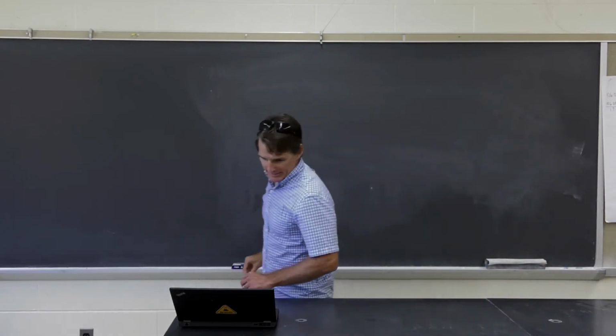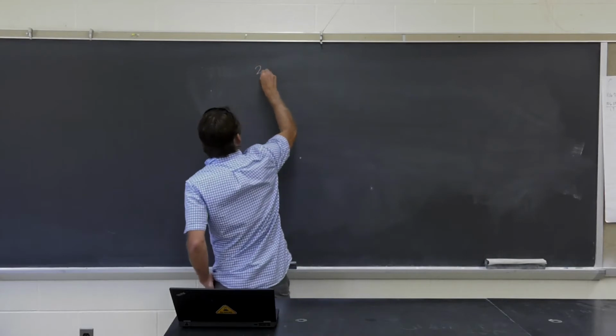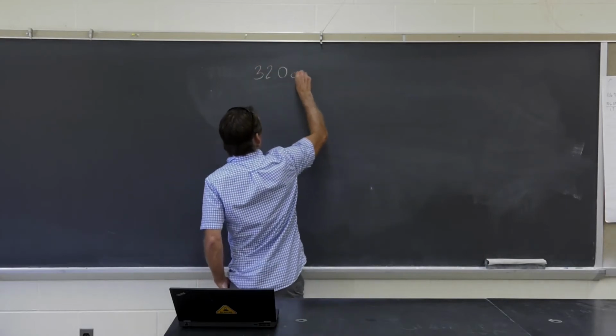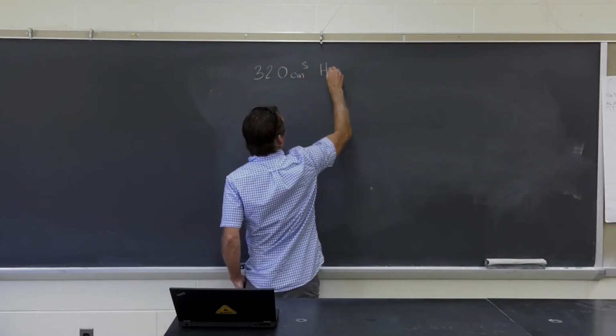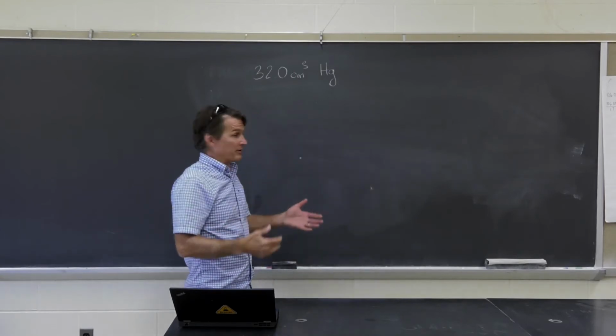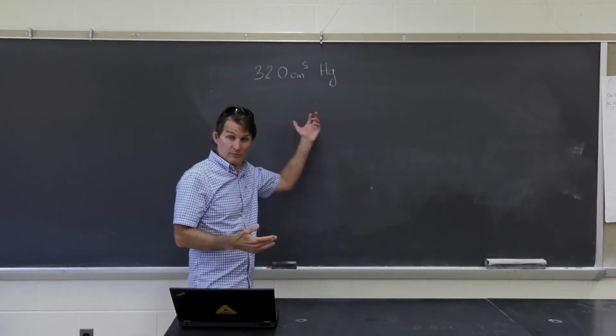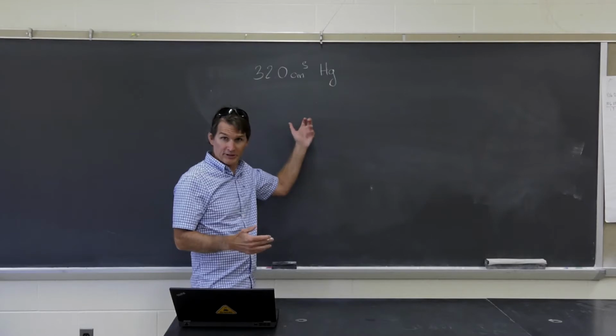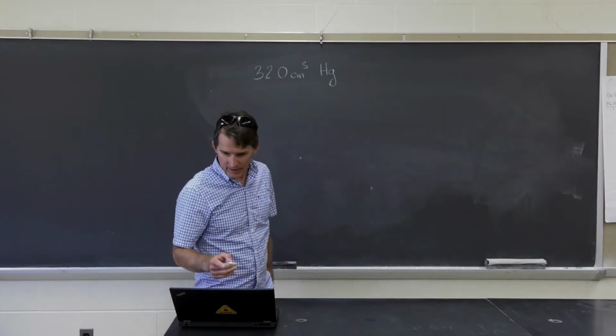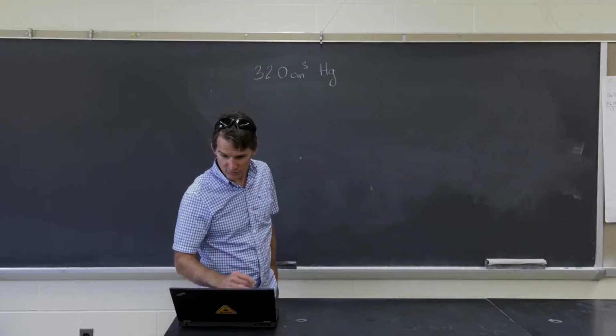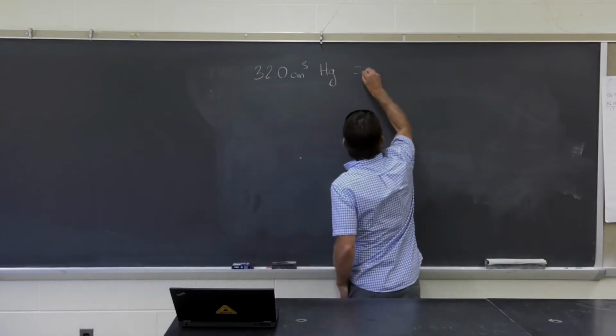All right, let's work this out. I've got 32.0 centimeters cubed of mercury. They're giving you a volume of mercury. That's the same as 32. I hope you see that's the same as 32 milliliters of mercury. Mercury is a liquid. And we want to know how many moles of mercury are in the cylinder.